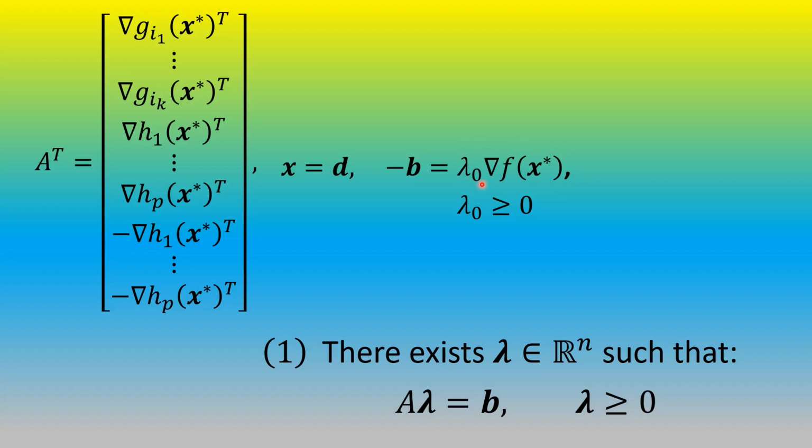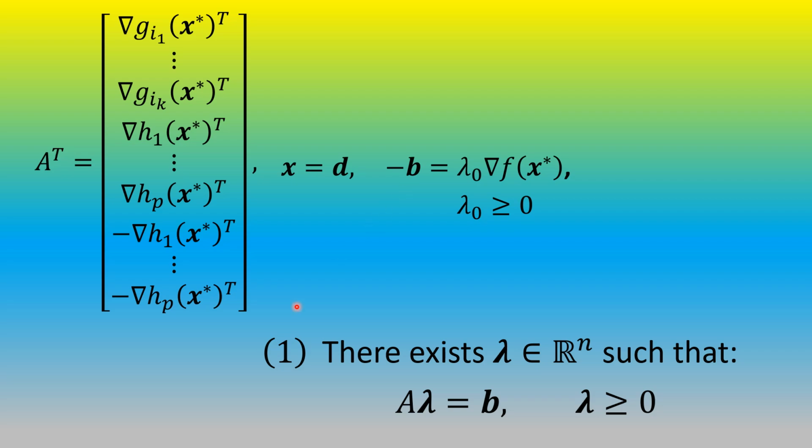Now, why say lambda naught? Well, it's because you can scale by some lambda naught greater than or equal to 0, and the inequality condition corresponding to this would still be true.